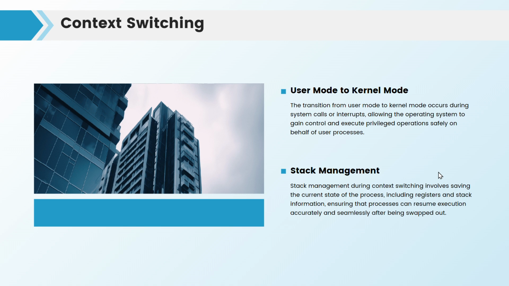Context switching. User mode to kernel mode. The transition from user mode to kernel mode occurs during system calls or interrupts, allowing the operating system to gain control and execute privileged operations safely on behalf of user processes. Stack management. Stack management during context switching involves saving the current state of the process, including registers and stack information, ensuring that the process can resume execution accurately and seamlessly after being swapped out.